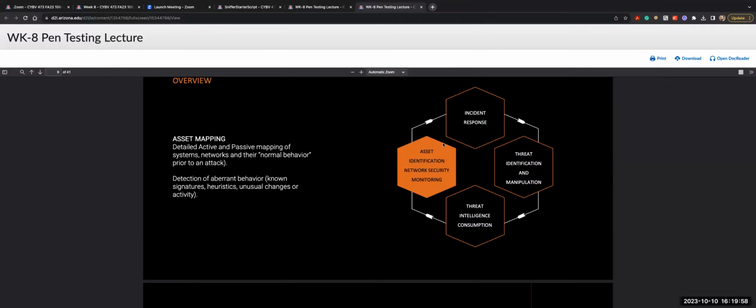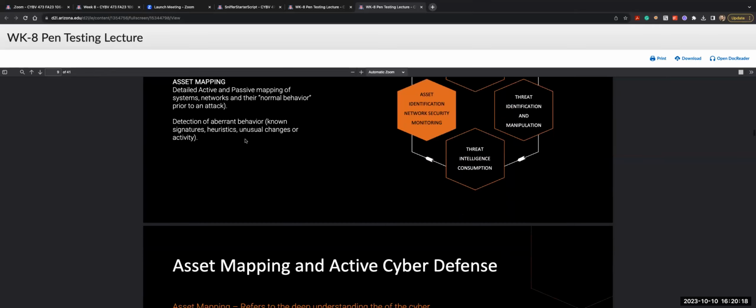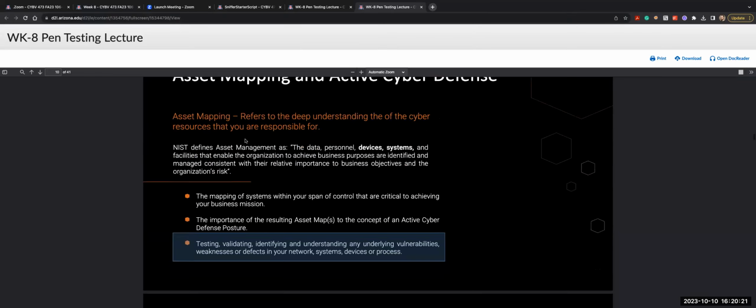So asset mapping, right? Detailed active and passive mapping of systems, networks, and their normal behavior prior to an attack. Well, you need to know on both sides of a pen test. The defense needs to know where they could potentially get popped, and the offense, or the pen testing team, needs to know, and they need to be able to detect if anything is going on. It's a deep understanding of the cyber resources that you are responsible for. Even in a pen test, both sides are responsible for this, because the data that's going to be collected, and the tools that are going to be used against it, which also generate more data, are all going to be encompassed in that pen test.